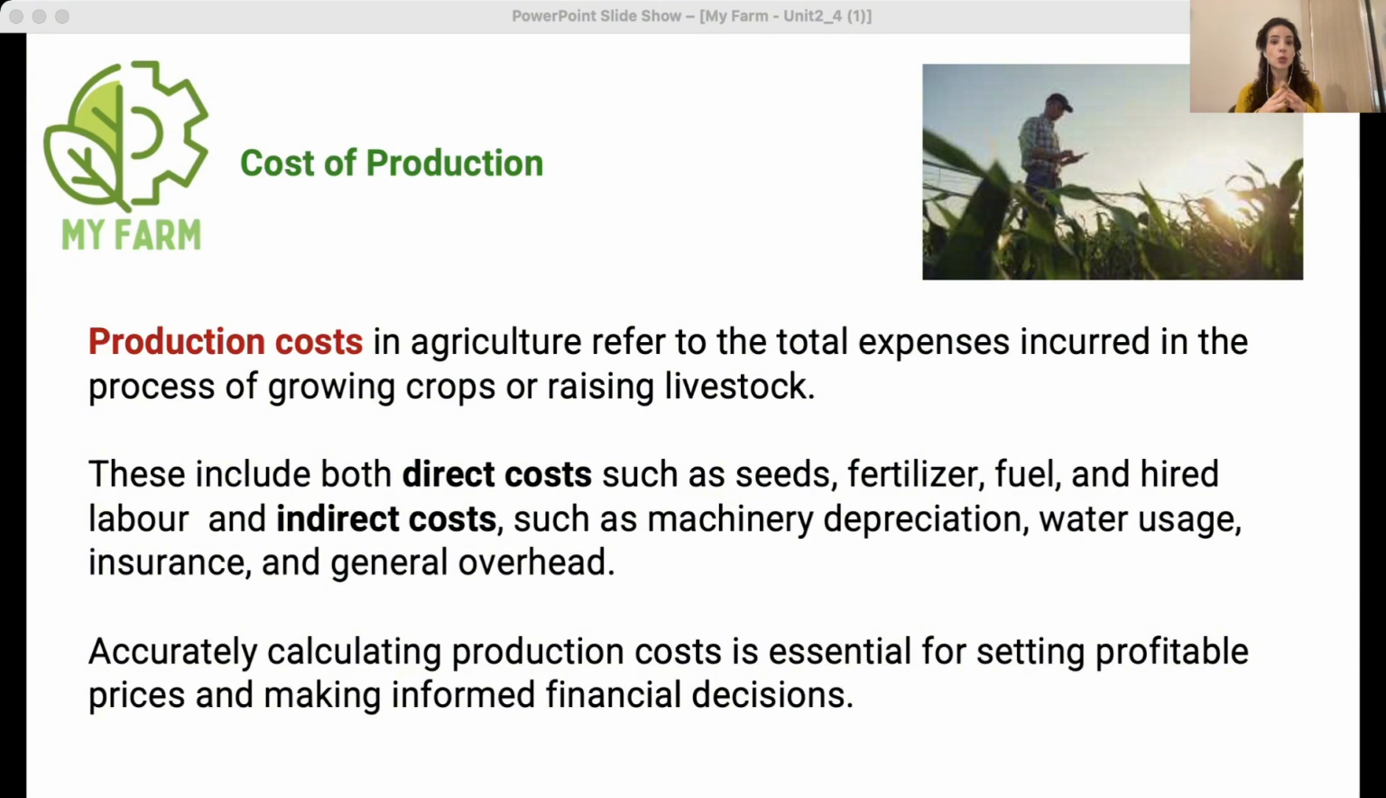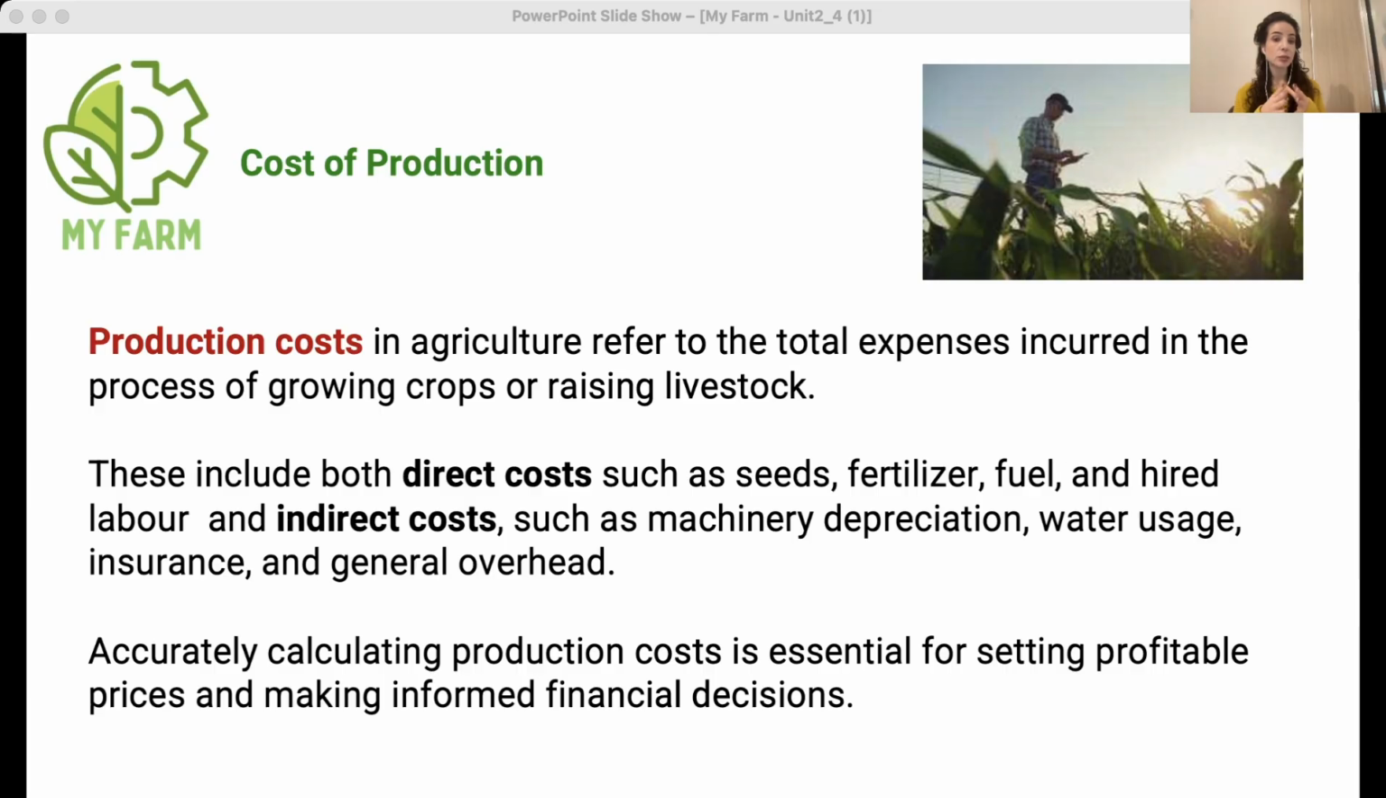This brings us to one of the most critical concepts in agricultural business management, which is known as cost of production. Cost of production refers to the total expenses incurred in growing crops or raising livestock. Understanding costs is essential for determining profitability and sustainability. Production costs include both direct and indirect costs. Direct costs include seeds, fertilizers, fuel, feed, and hired labor. Indirect costs include machinery depreciation, water usage, insurance, land rent, and overhead.